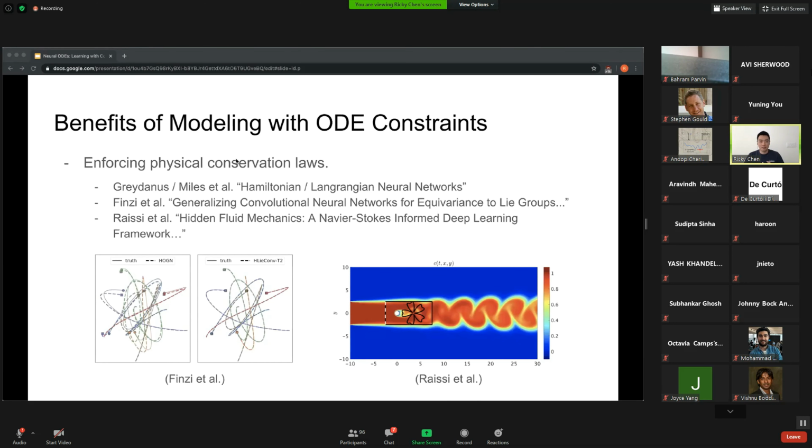Another benefit that some research groups have been pursuing is the modeling of dynamics with specific constraints. So here you would constrain the dynamics function itself. Specifically, the Hamiltonian and Lagrangian neural nets model physical environments that satisfy conservation of energy. Finzi et al. use transformations that are equivariant to Lie groups to design dynamics that conserve momentum. And then Reisi et al. have papers that construct physics-inspired architectures. This one in particular tries to mimic incompressible fluid simulations.